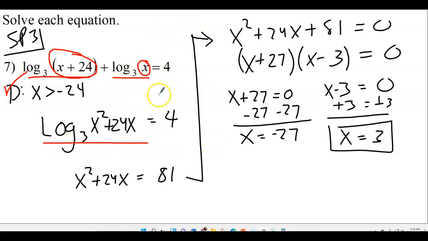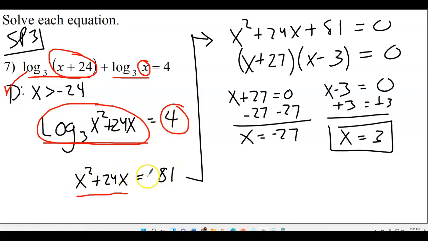The next thing we're going to do is exponentiate both sides. If I make this a power of 3, and if I make this a power of 3, on this side the log cancels out and just leaves us with this. And on this side, 3 to the 4th power is 81. Since this is a quadratic, we do want to subtract the 81 over, which brings us to this.